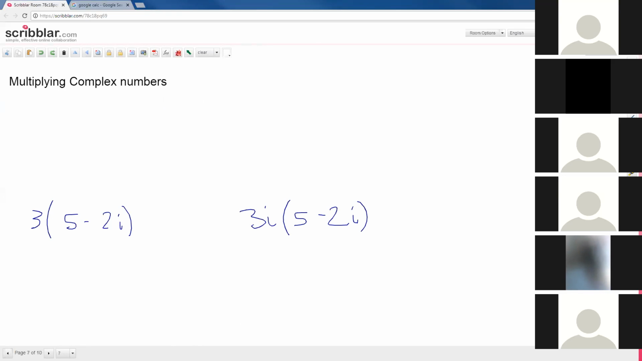So the schedule for right now is multiplying complex numbers. And multiplying complex numbers is actually similar to multiplying polynomials. They're very much the same. The difference is i is kind of a weird term to work with. It's not exactly the same as a regular variable.